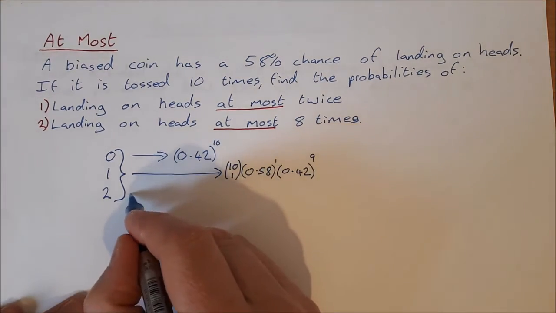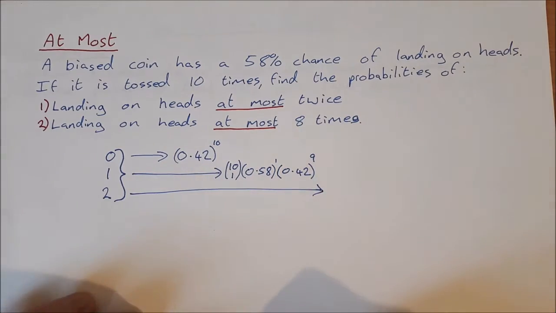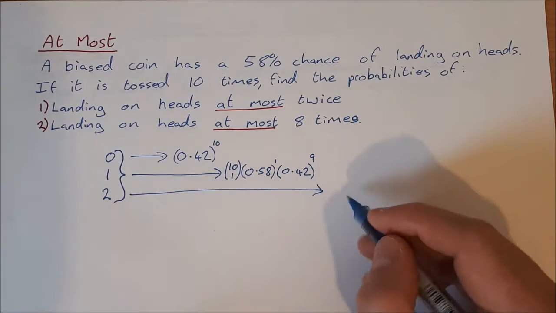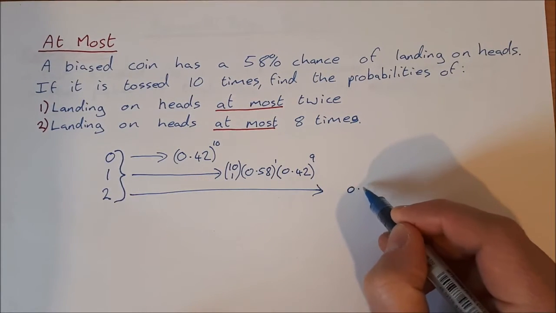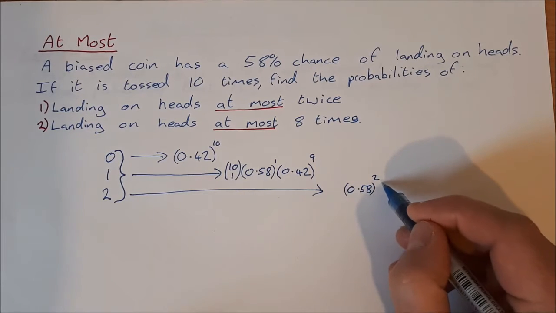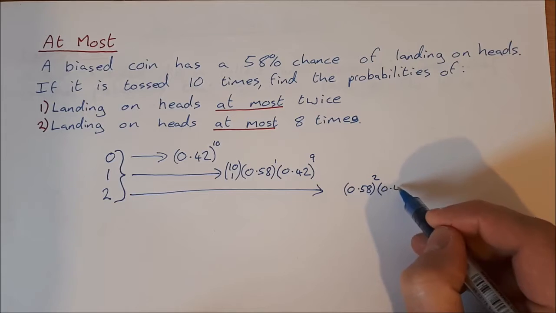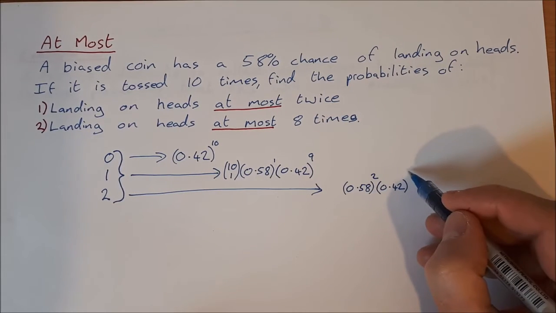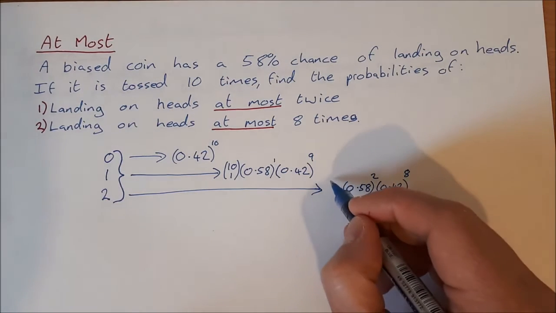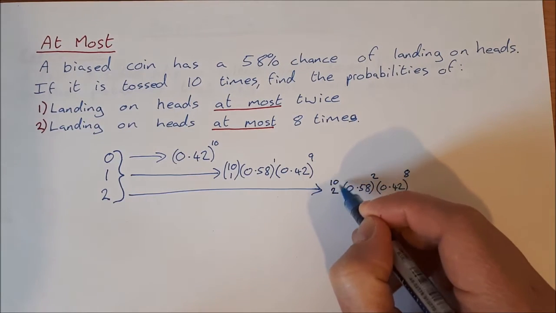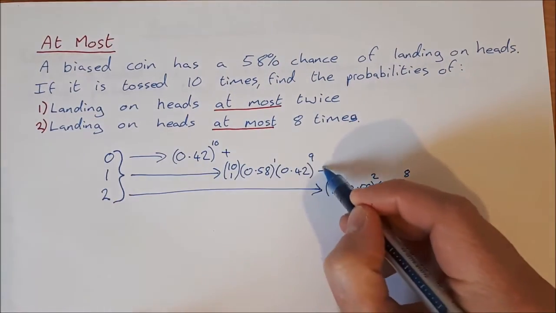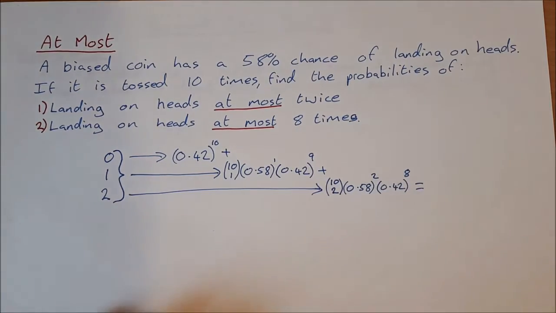And then I'm going to add that again to the probability of getting 2 heads. So it's going to be similar to this one here. The probability of getting heads is 0.58. How many heads do I want? I want 2. The probability of tails is 0.42. How many tails do I want? I want 8 tails. And then how many ways can this happen? This can happen 10 choose 2 ways. Okay, and then I add the 3 of these together to get my final solution.